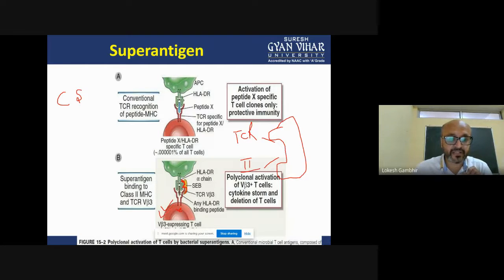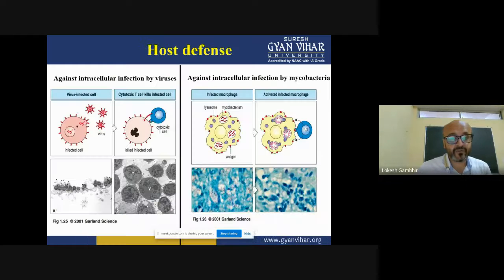which are supposed to get activated will now be deleted because they have been exhausted, and all the T cells that are required to mount a response will now be deleted. Superantigen, because of the cytokine storm and deletion of the T cells, will result in immune deficiency. And that is how the complete functioning is happening.